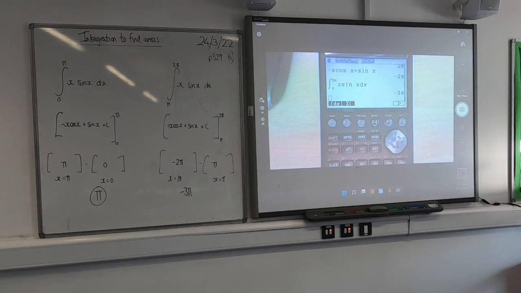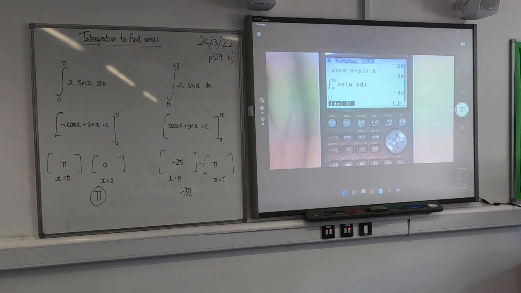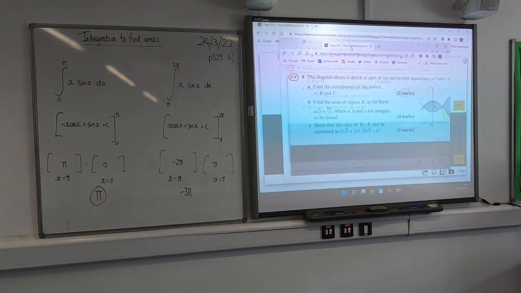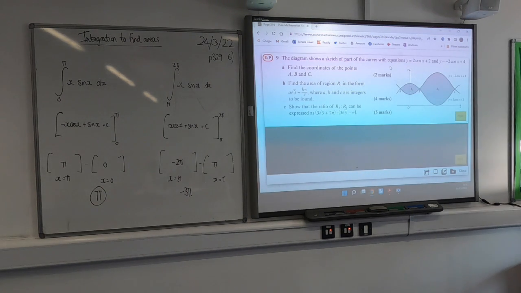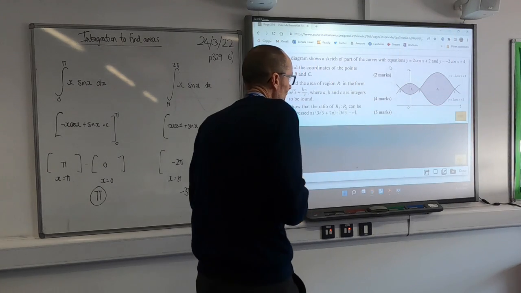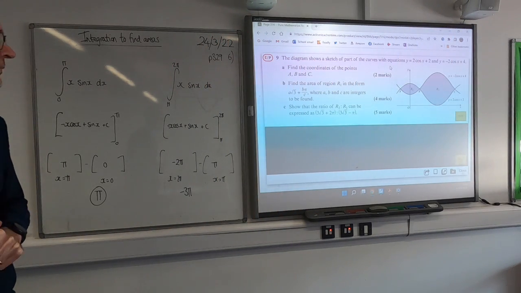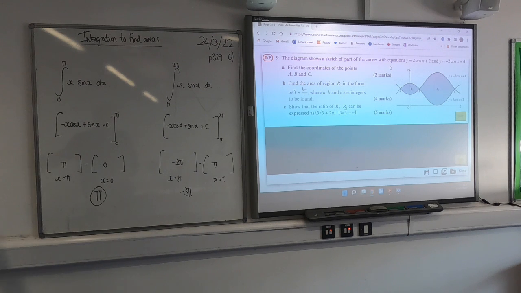Scenario 1, areas above and below the curve. Nothing new, but there we go. Scenario 2, areas between curves. So this is on page 316, but we're actually going to squeeze this question down and do a part of it. We're going to work out area R1. Okay? We're going to work out area R1.